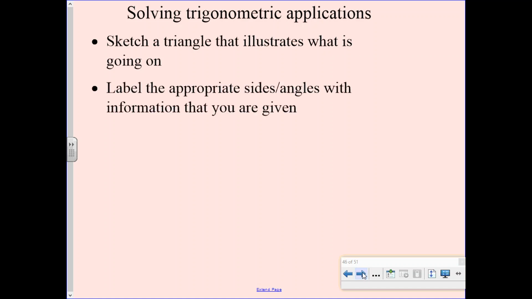Once you have that, label what you know. The problem's going to give you some kind of information, whether it's the height or an angle or something like that. So label the appropriate sides and angles with what you know. What are you being asked to find? Are you looking for an angle? Are you looking for a side? Label that piece of it with an X or whatever your favorite letter is.